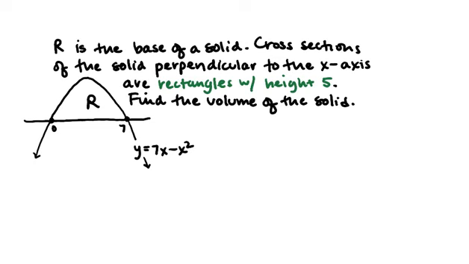So R is the base of a solid, R being the region bounded by the x-axis and the graph of y equals 7x minus x squared. Cross-sections of the solid perpendicular to the x-axis are rectangles with height 5. Find the volume of the solid.